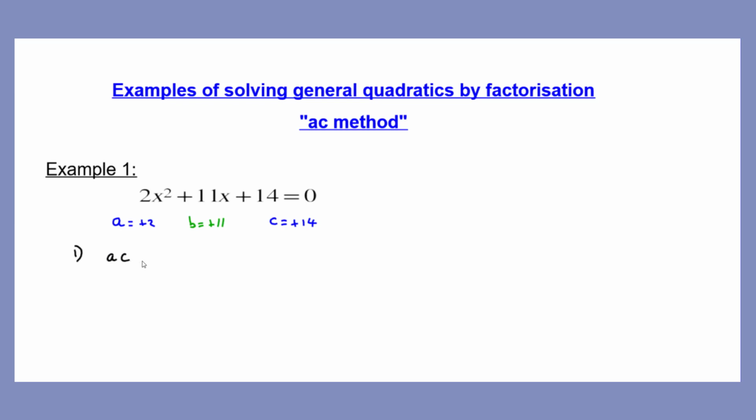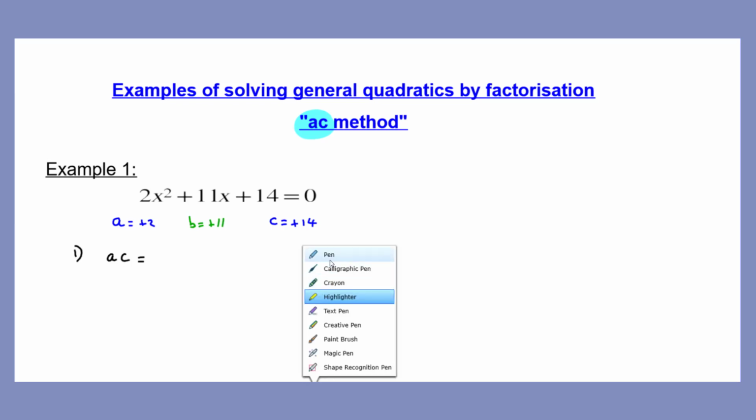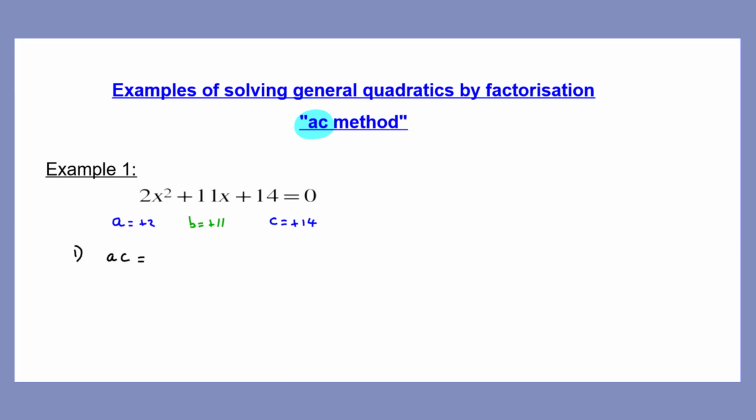Now, first step, as we've seen before in the last session, we're going to calculate the value of AC. Hence the name of the method, AC method. Here the value of A is plus 2 and the value of C is plus 14. So we're going to do plus 2 times plus 14, which gives us plus 28.